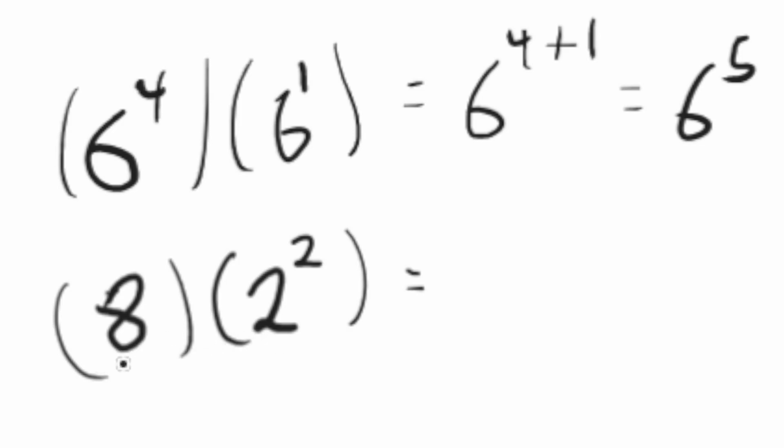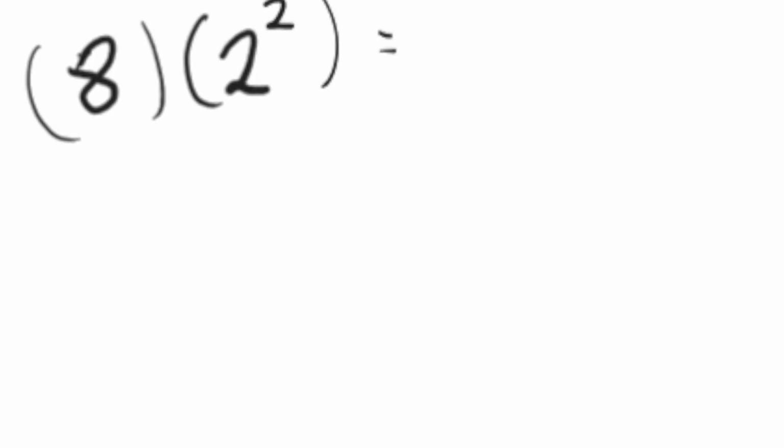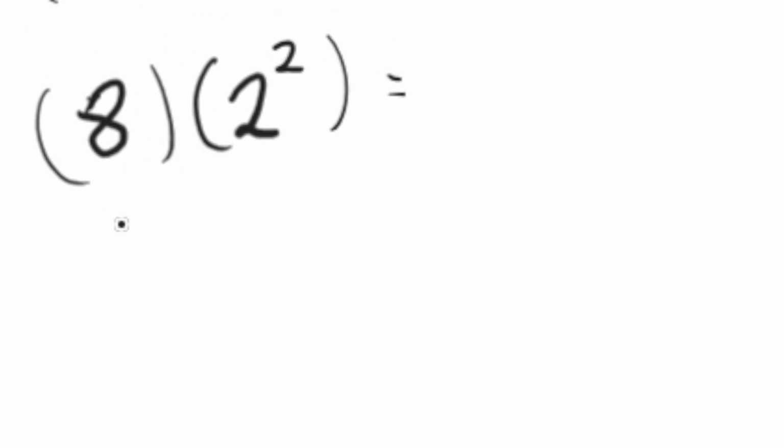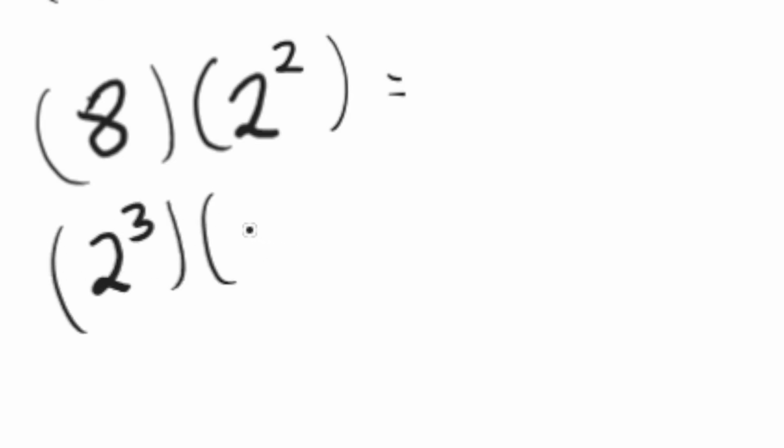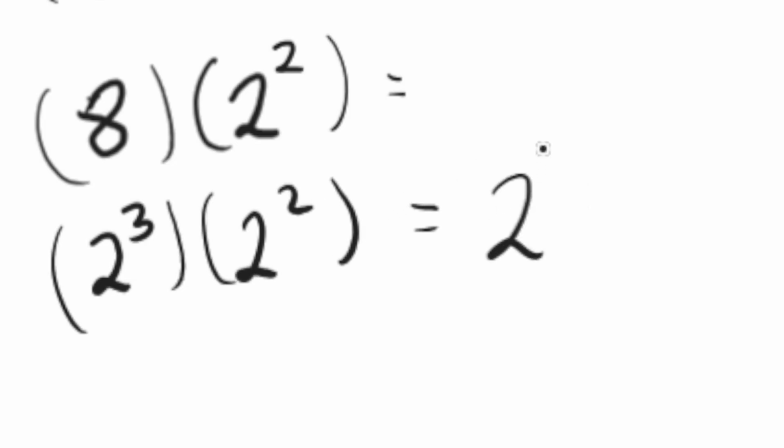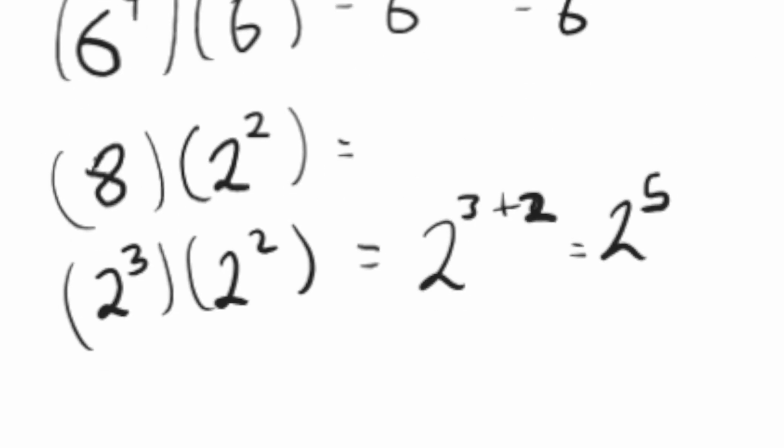So 8, we can write 8 with 2 as a base. So 8 could be written as 2 exponent 3. That is 8. And then 2 exponent 2. So in this case, you can have 2 exponent 3 plus 2, which will give you 2 exponent 5.